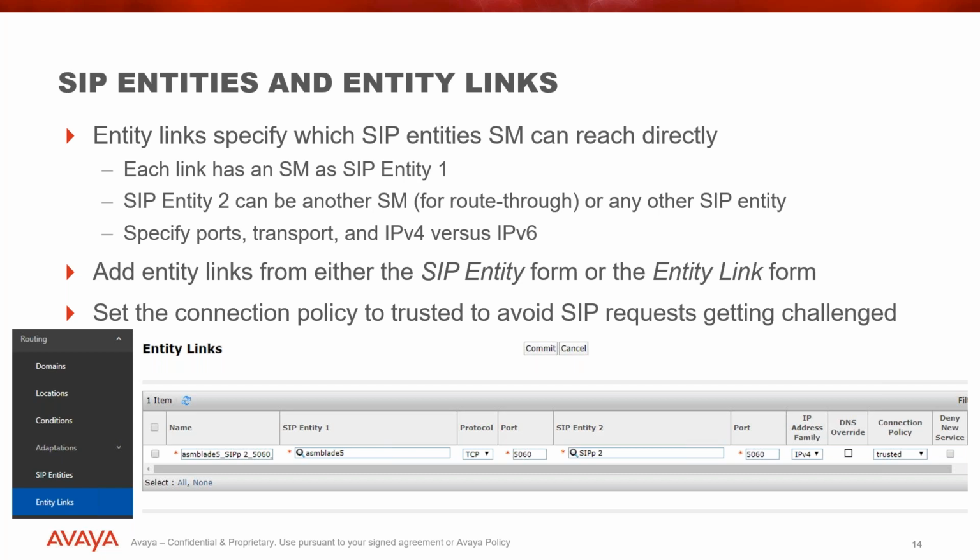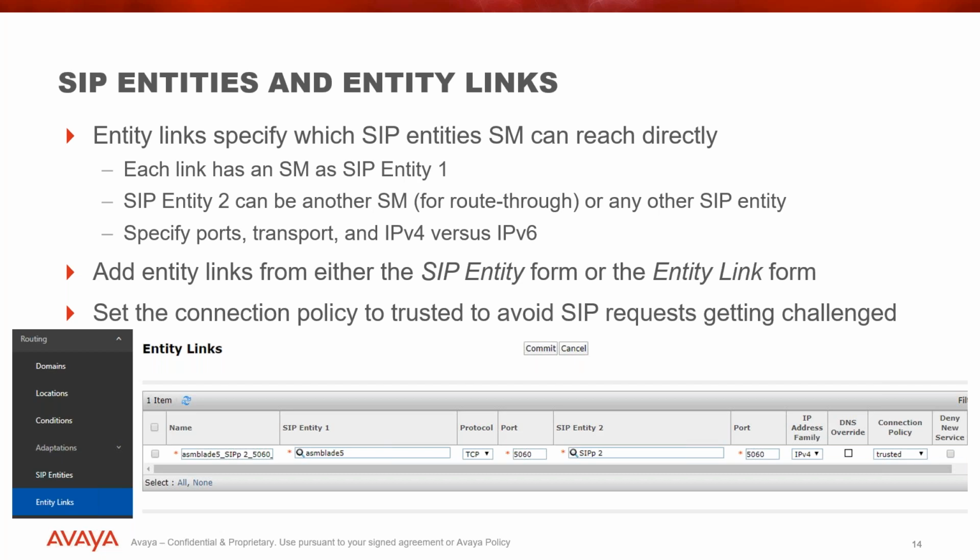There's a drop-down for IP address family, so whether you want to route IPv4 or IPv6. And the connection policy drop-down menu, you really want that to be trusted when you're routing inside your enterprise. Otherwise, SIP requests are going to be challenged, and you're going to have to authenticate. So a common reason that calls fail is the link between the session manager and the communication manager isn't trusted, so session manager is challenging communication manager, and communication manager doesn't respond with authentication to that. So that's one thing to check when calls are failing inside your enterprise.